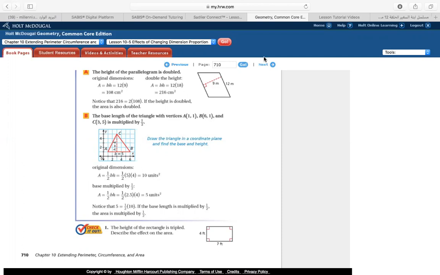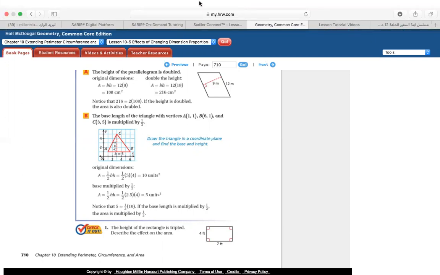And if we notice, 84 is triple the 28. So again, when we tripled the height of the rectangle, the area is also tripled. So any changes that happen to one of the sides of any shape will also affect the area of this shape.